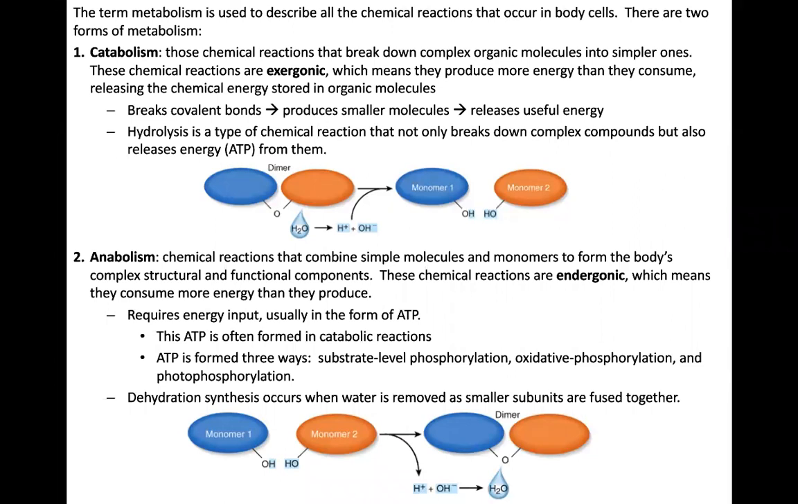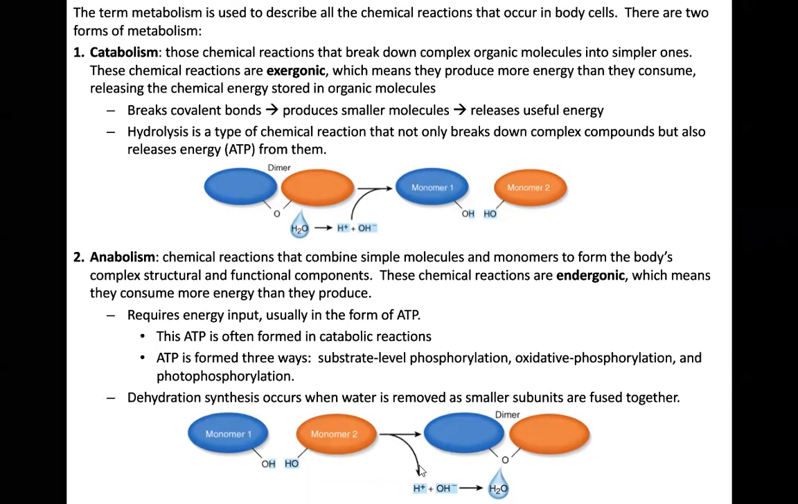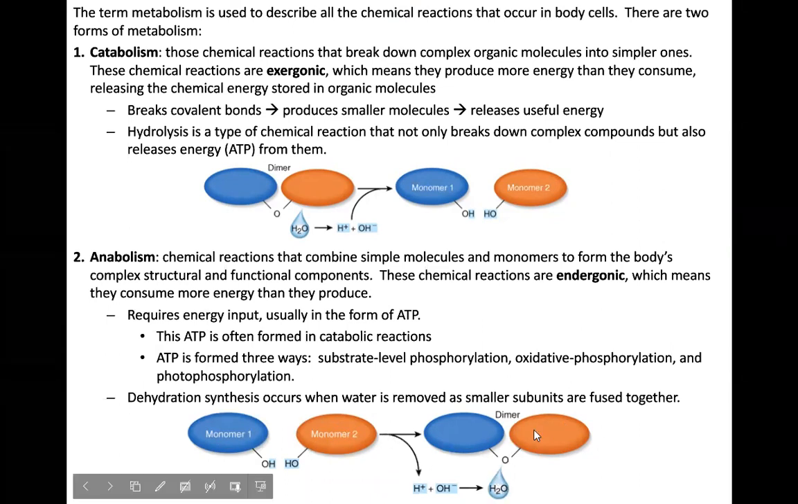We don't have chloroplasts that can make our own energy in that means. So we have to consume it by eating those plants or eating meat from an animal that did eat those plants. Okay. Opposite of hydrolysis is dehydration synthesis, what's shown down here, which occurs when water is removed. So we pull out the water, which causes the smaller subunits to be fused together.